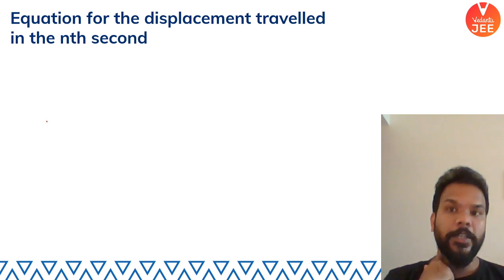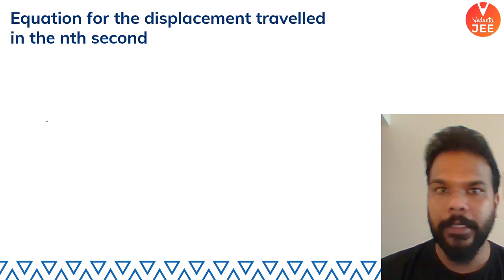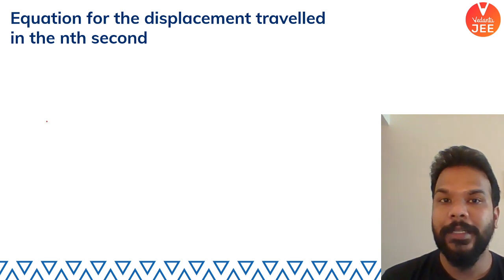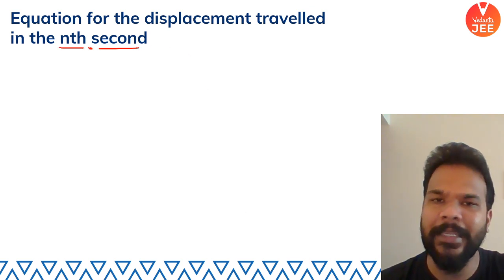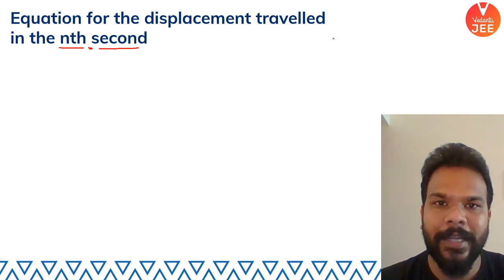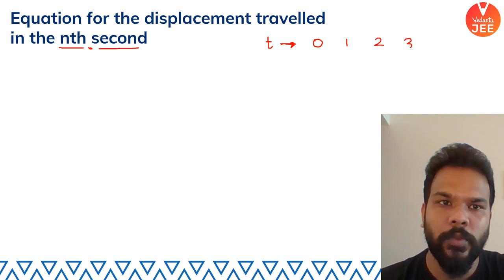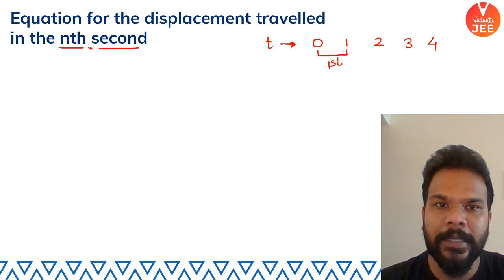Okay, now the equation which you do not know from 9th standard and we want to derive over here is something that we call the equation for the displacement traveled in the nth second. Let's first try to understand what exactly we mean by nth second. So guys, when any object which is moving with constant acceleration, say the time gap in which it is traveling is t equal to 0, then 1, then 2, then 3, then 4. So when the body is traveling between 0 to 1 second, we say that it's basically the first second of the motion.